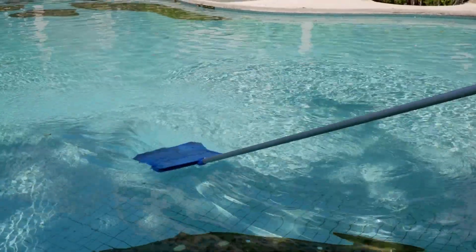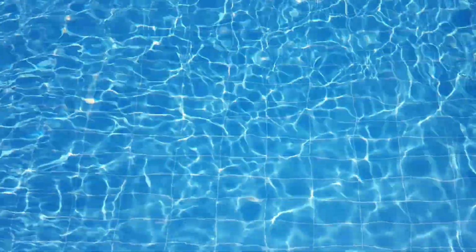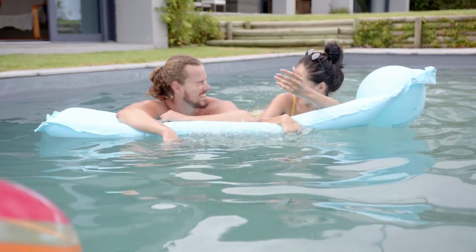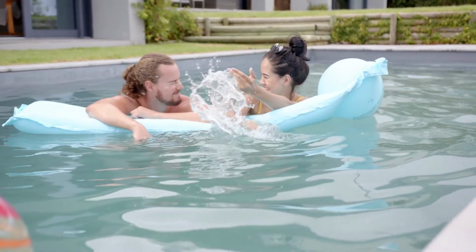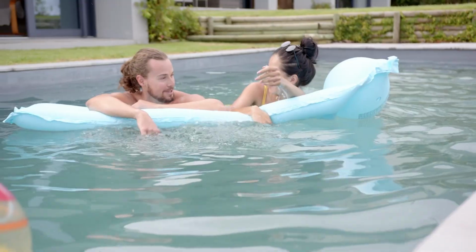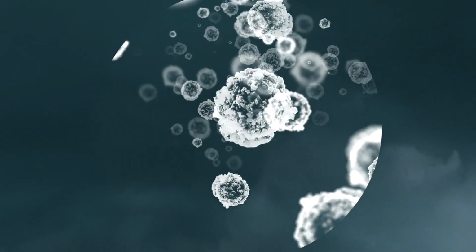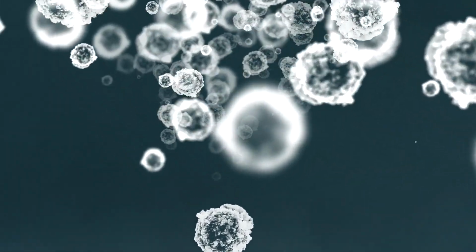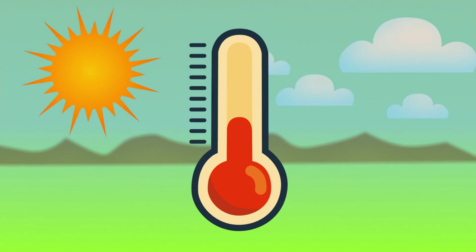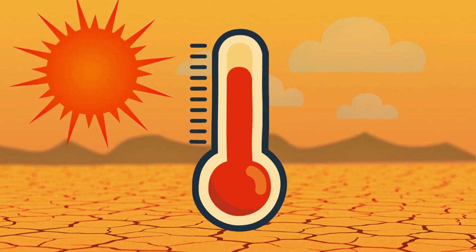To understand this, we first need to look at the water itself. Swimming pool water is not sterile. Every swimmer introduces small amounts of sweat, skin oils, cosmetics, microorganisms, and other organic material. Dust, pollen, insects, leaves, and other contaminants also enter the pool from the surrounding environment. And when the water is warm and exposed to sunlight, conditions can become favorable for microorganisms and algae.